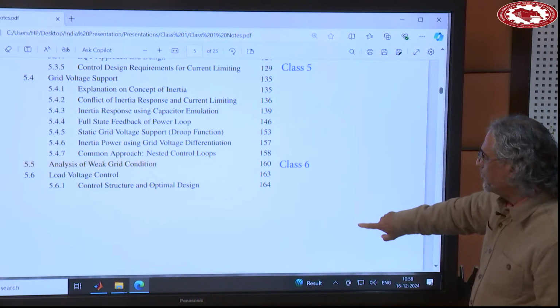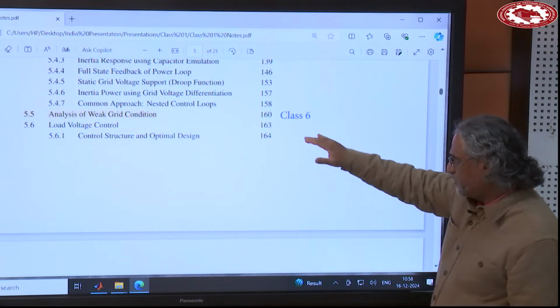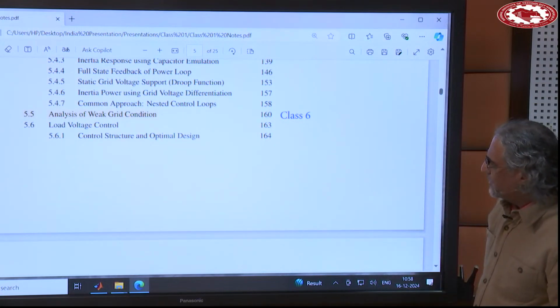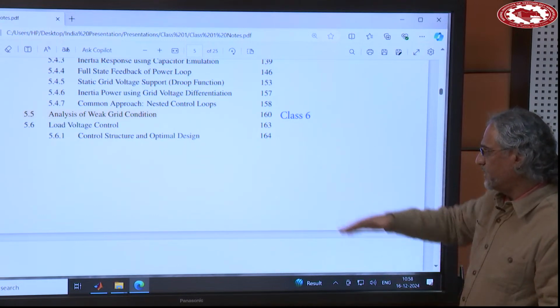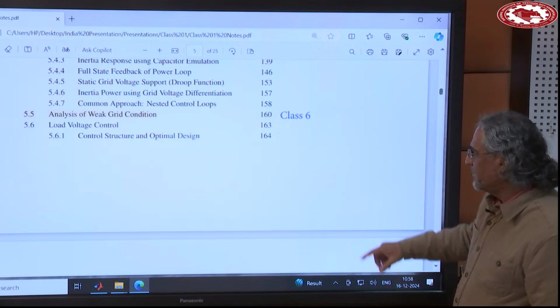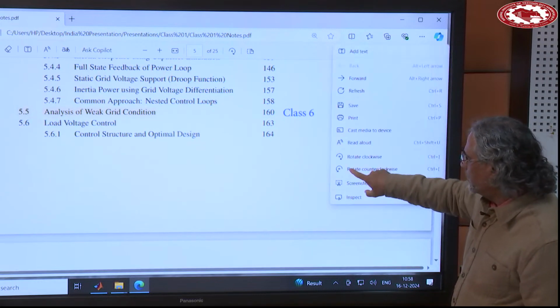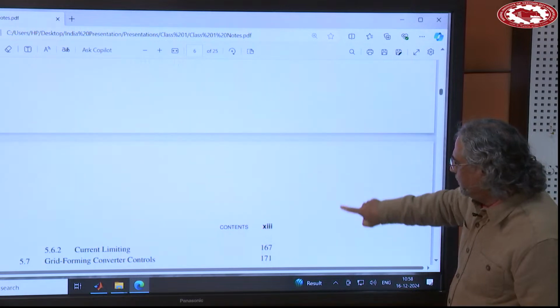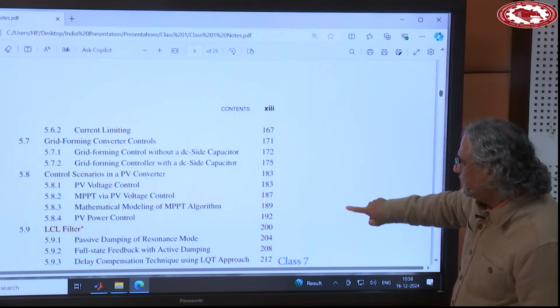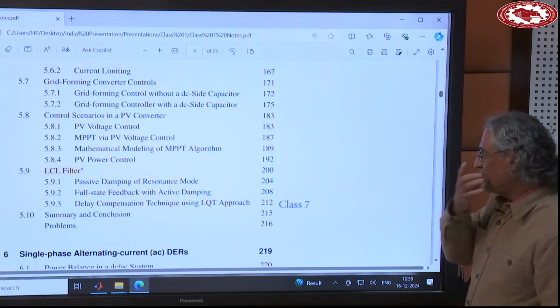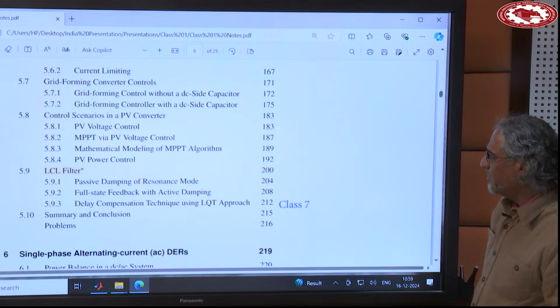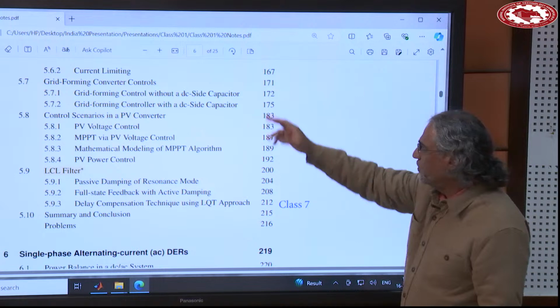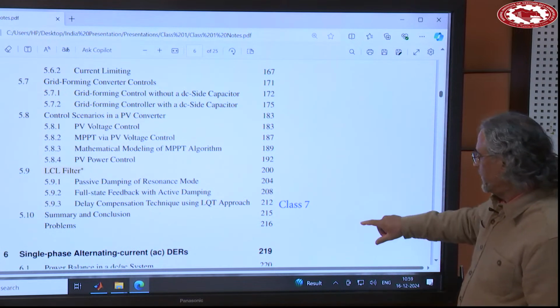Then we move to another type of control system for converters. This is load voltage control. So the previous one was grid connected. This is the case where you are not grid connected. So load voltage control aspects. We will also talk about maximum power point tracking, especially for the photovoltaic converters connected to the grid. Grid forming converter controllers.